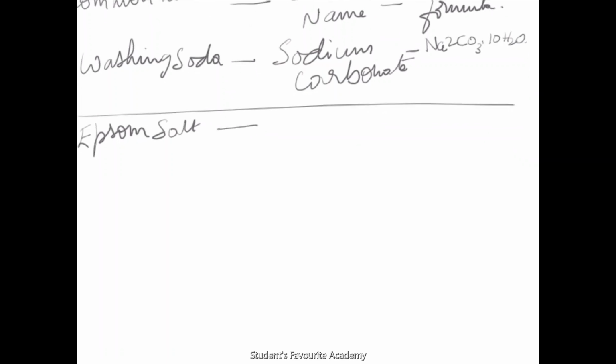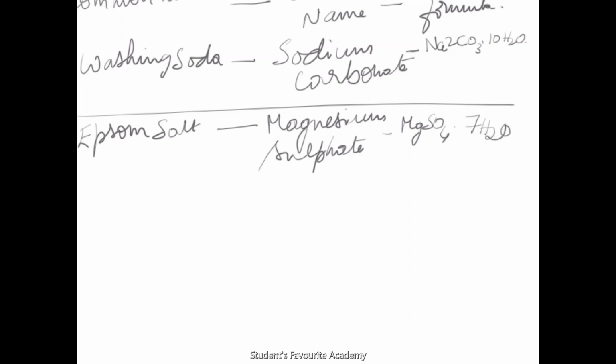Then the next one is Epsom salt. That is the common name Epsom salt. The chemical name is magnesium sulfate, and the formula is MgSO4.7H2O.